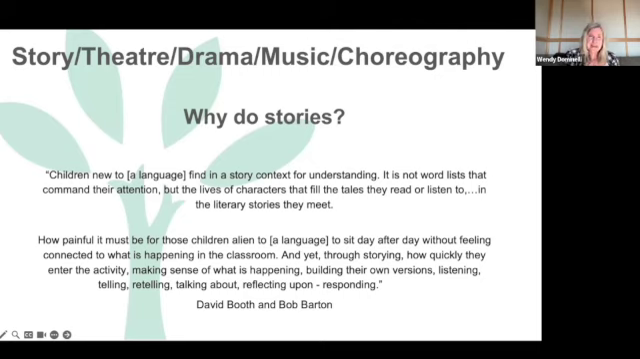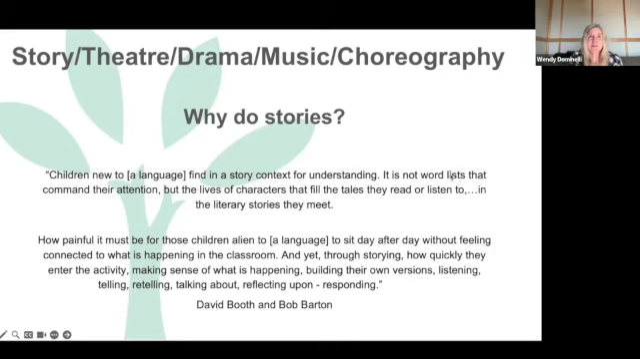So he said, children new to a language find in a story context for understanding. It's not word lists that command their attention, but the lives of characters that fill the tales they read or listen to in the literary stories they meet. And how painful it must be for those children alien to a language to sit day after day without feeling connected to what is happening in the classroom. And yet, through storying, how quickly they enter the activity, making sense of what is happening, building their own versions, listening, telling, retelling, talking about, reflecting upon, responding.